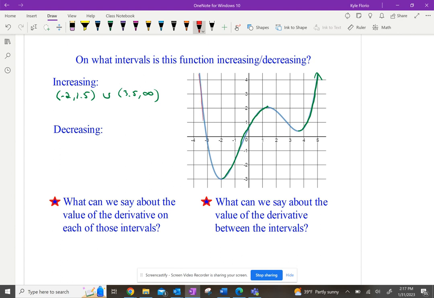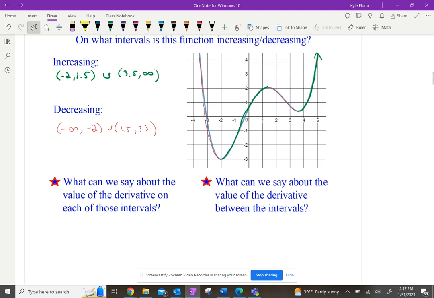The function is decreasing all the way up until -2, so from -infinity all the way to -2. And then it starts decreasing again right here. So I'm going to union that with 1.5 to 3.5. So the function's increasing in the green and decreasing in the red.